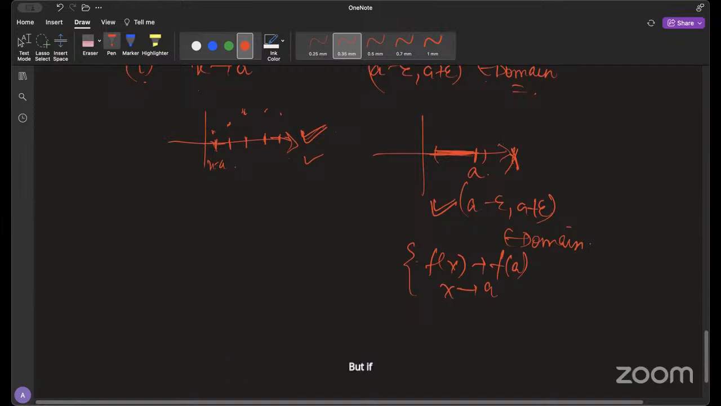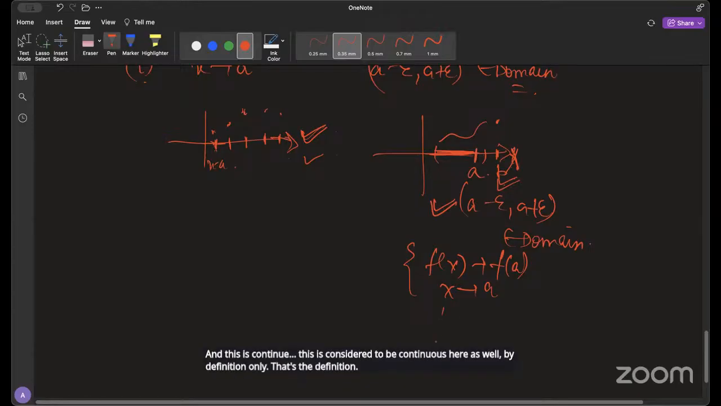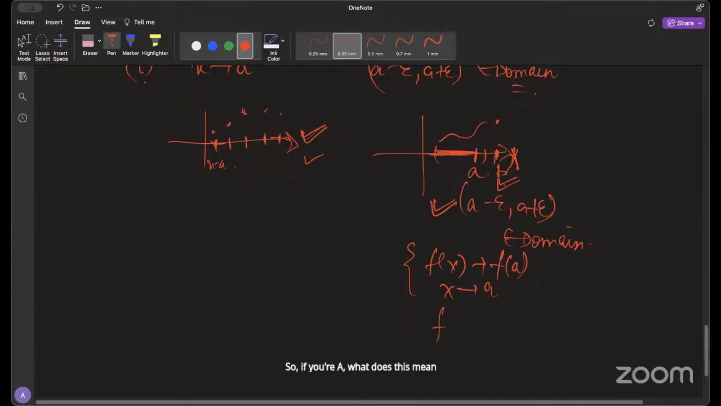But if this doesn't hold, let's just say that there's a point here, separately, point b. You've defined the function like this, and then at b you've defined it to be this. Then this is considered to be continuous here as well, by definition only. That's the definition. So what does this mean? If you have b here, this means there is no epsilon, no neighborhood of b such that b minus epsilon, b plus epsilon is in the domain, right? Do you agree? Yes.